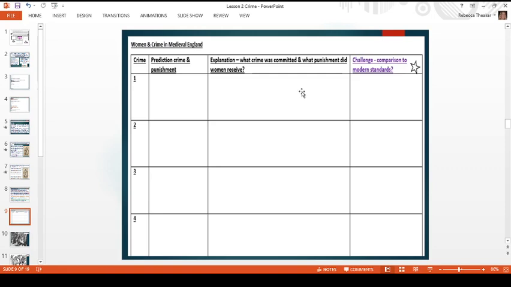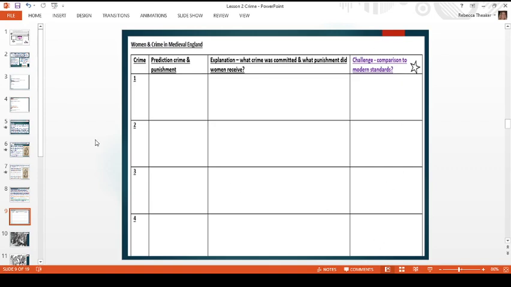And then at the end, once we've finished, if you wanted a little bit of challenge, you could think about a modern day comparison. So if that crime was committed today, how would the woman be punished? Would she be punished? Is it a crime? Is it punishable by law? And then you can maybe get a little bit of a comparison here. So I hope that makes sense.